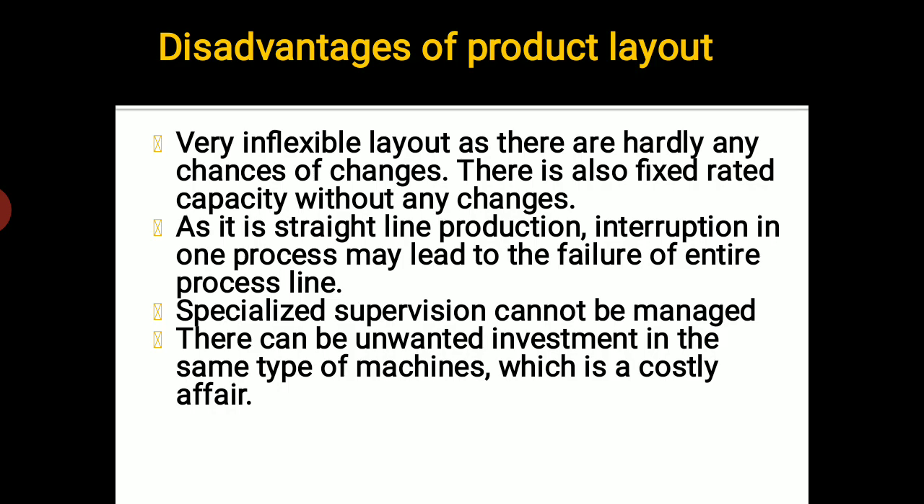And so if you want a special type of supervision for a special type of job or production, that is not possible. There can be unwanted investment in the same type of machines, which is a costly affair. Suppose one machine you use at the first stage. The same machine, if you require it at the fourth stage, then backtracking is not allowed. That means from the fourth stage you can't come back to the first stage.